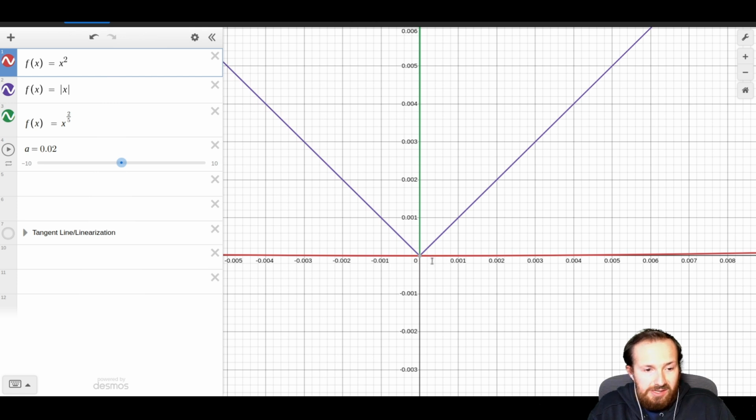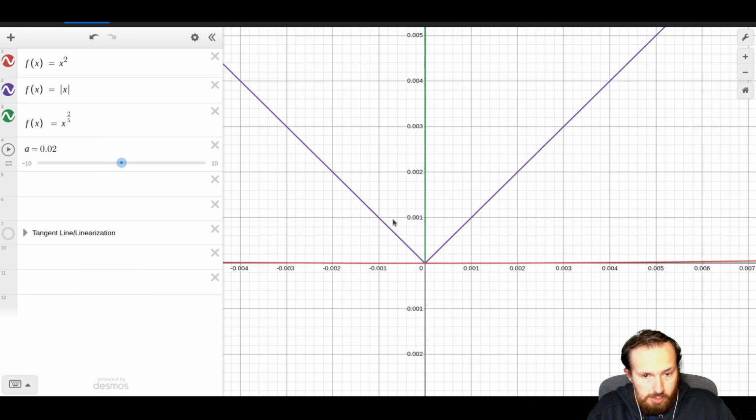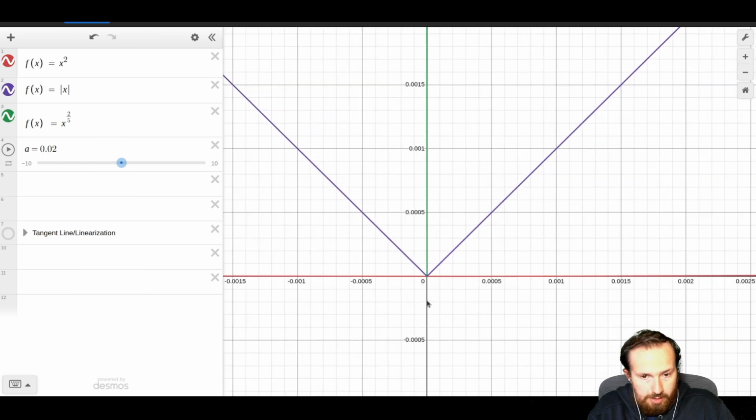However, that does not happen with a sharp corner. So no matter how far we zoom in with a sharp corner, this function will not level off because, again, the left-sided derivative and the right-sided derivative do not approach the same thing. They approach different things. So there's always going to be a sharp corner no matter how far we zoom in.